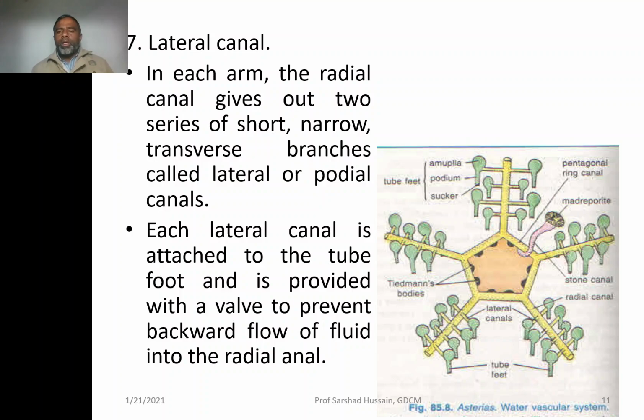So you can imagine that this may be the position where a valve is present, so that when water enters the lateral canal, it cannot go back, and it will maintain the pressure there. It is connected to the tube feet on the other side, coming from the lateral side of the radial canal, and it has a valve over here to prevent backflow of the water.